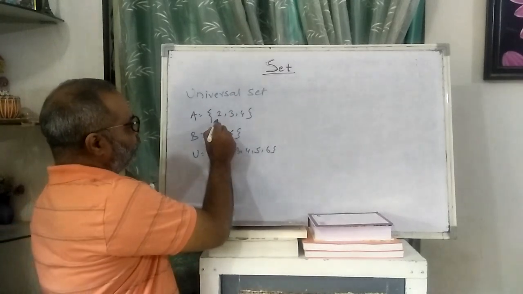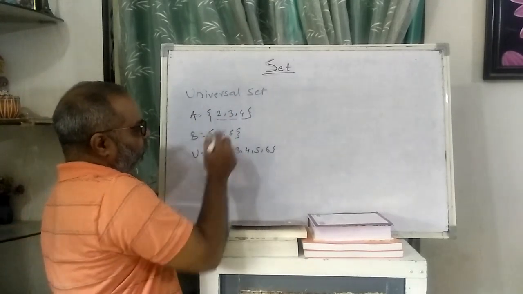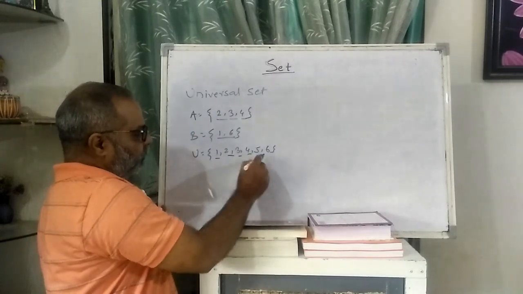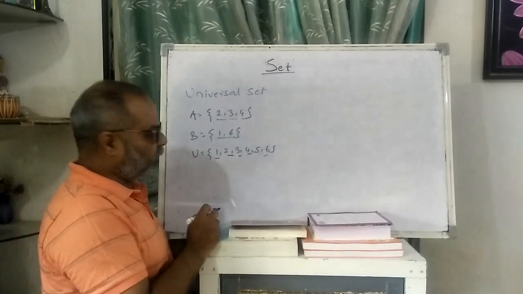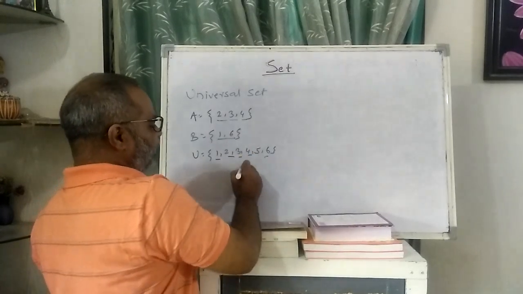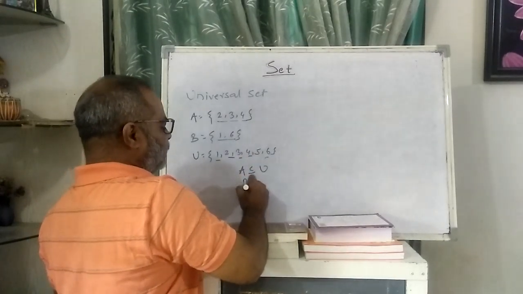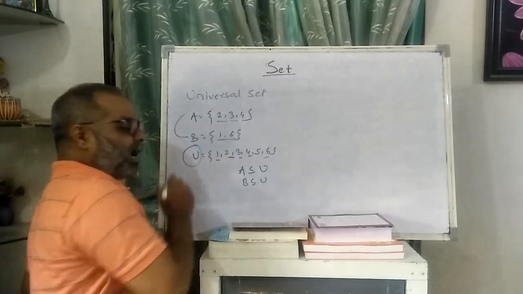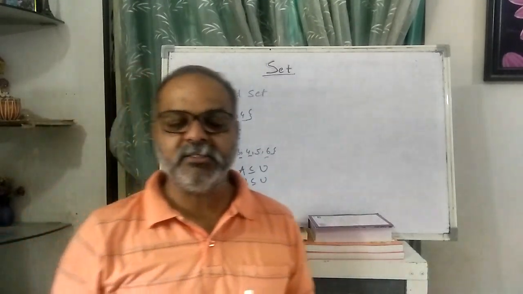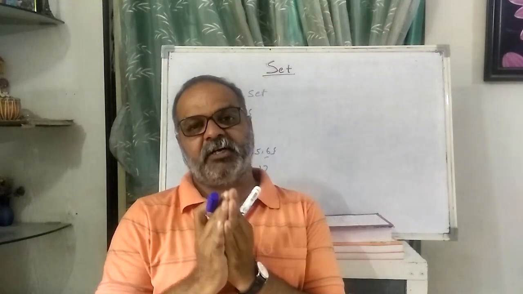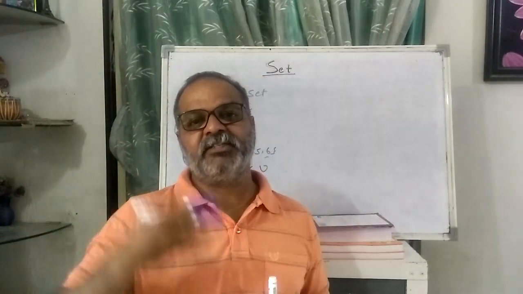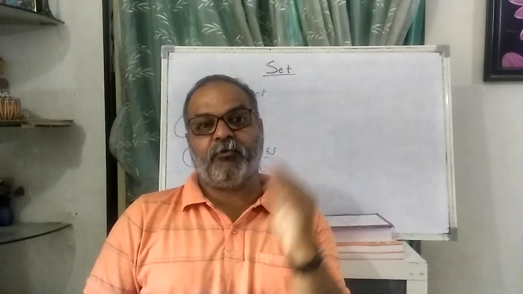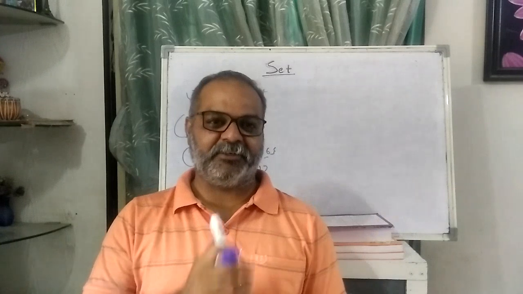Now 2, 3, 4, the elements of A, are present in U. The elements of B, 1 and 6, are present in that universal set. So I write A is a subset of U, B is a subset of U. So with reference to A and B, that U is called the universal set. A universal set is a bigger set with respect to the given sets, so it contains all elements with reference to those given sets.